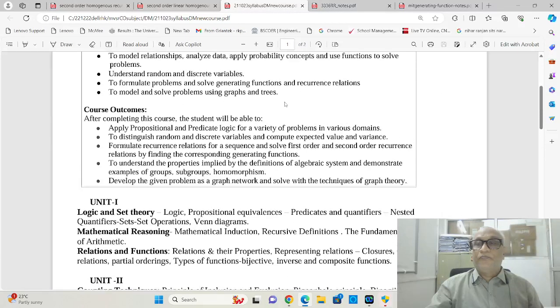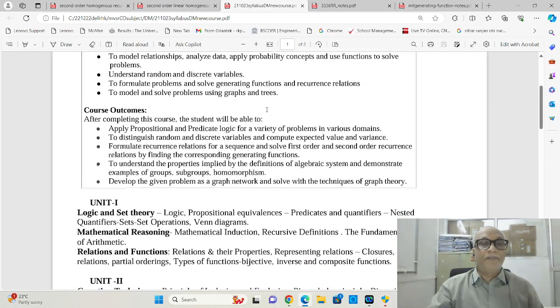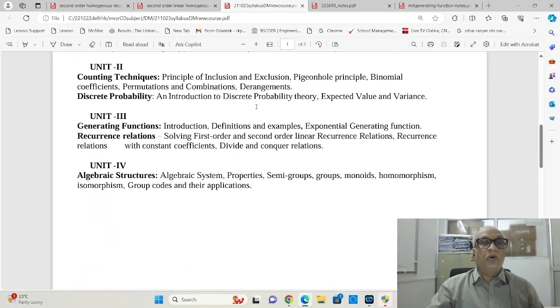So, discrete mathematics. Today's topic under discussion, Unit 3, generating functions and recurrence relations. That too will be focusing on second order linear recurrence relations, recurrence relations with constant coefficients. This will be our focus of discussion.